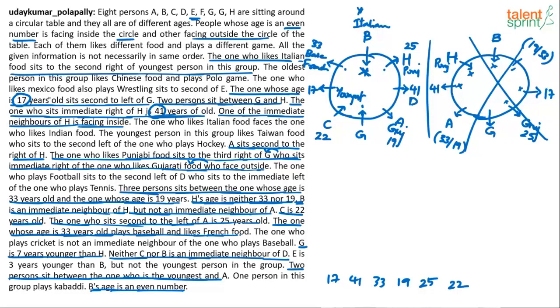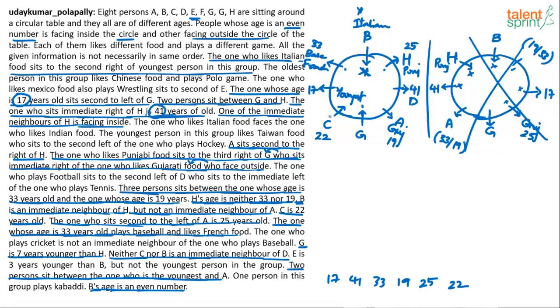Now what do we know? The one who likes Mexican food also plays wrestling and sits second of E. E can be anyone, yeah? Second left of E or right of E, we do not know. But if E comes here, second of E can be taken this one. And Mexican and wrestling can go for that person.